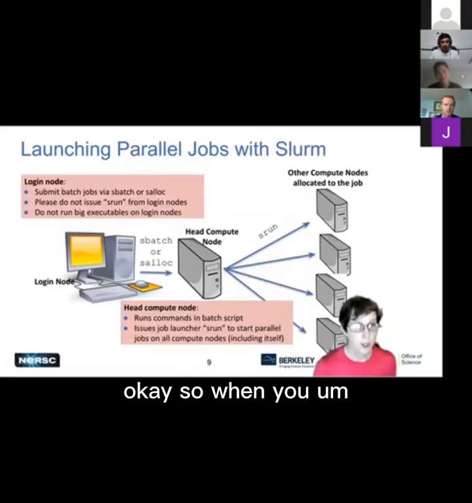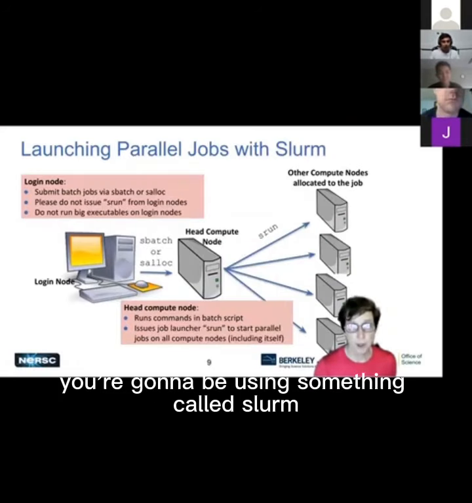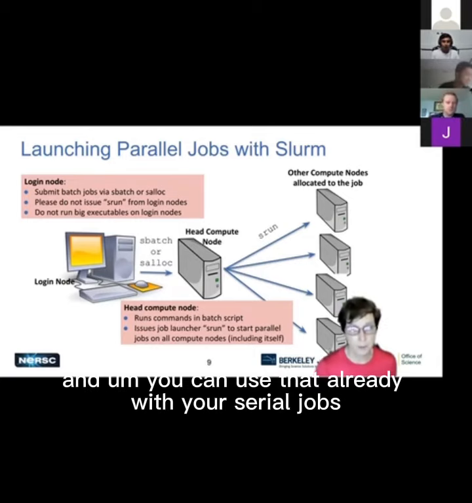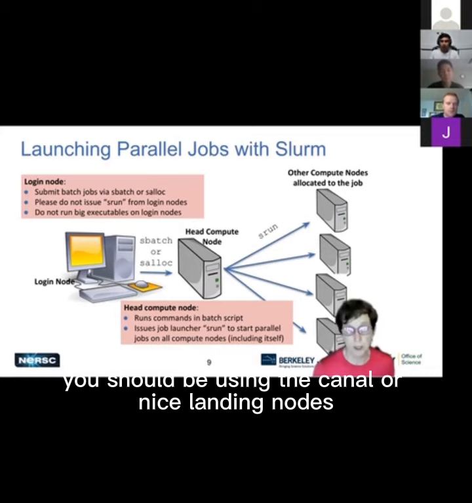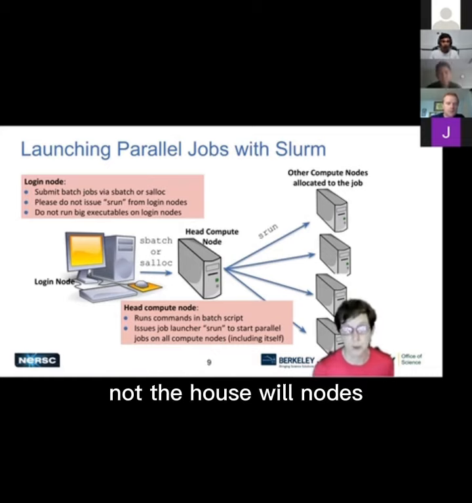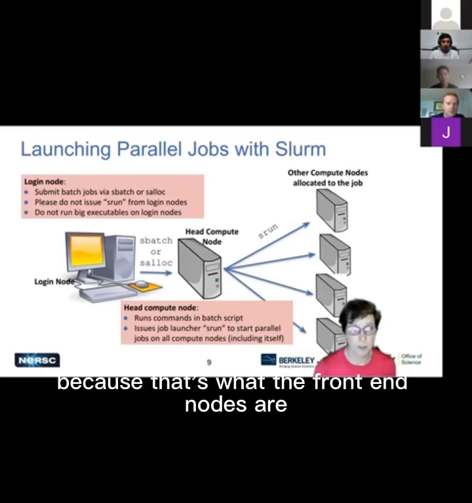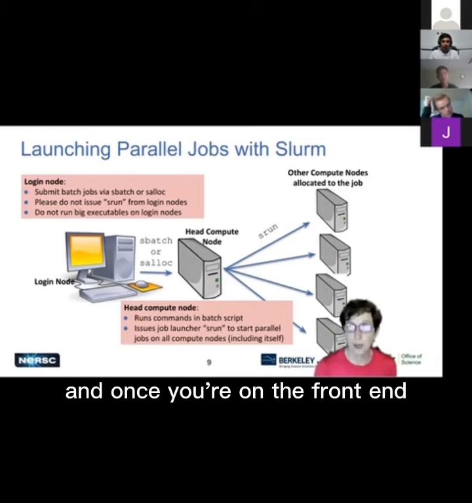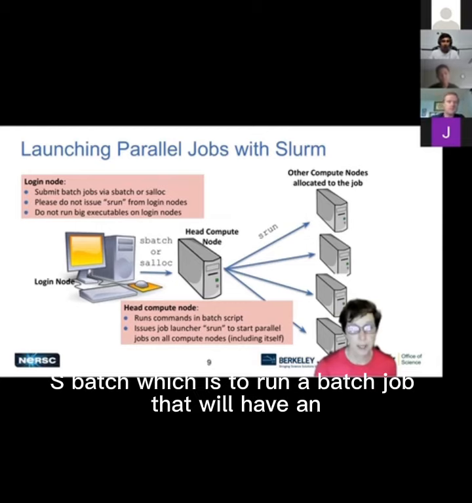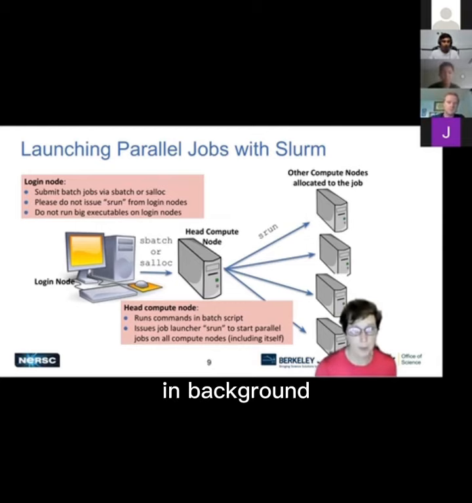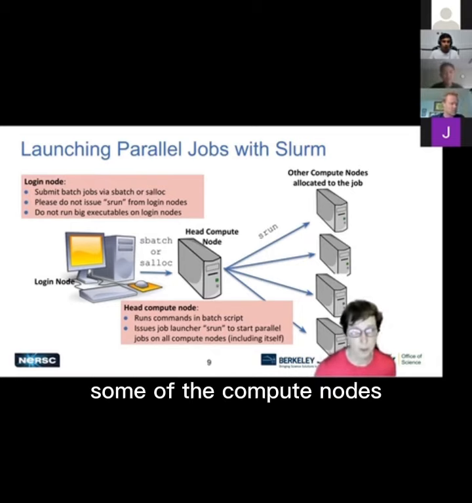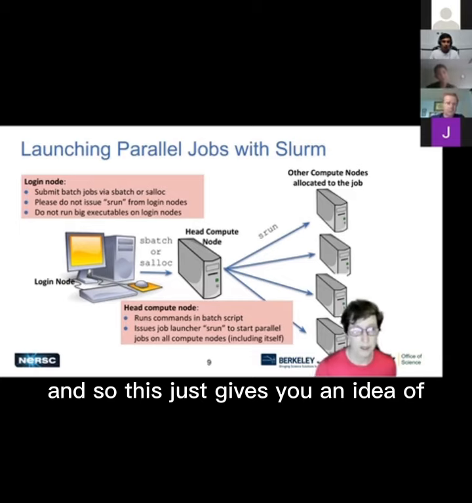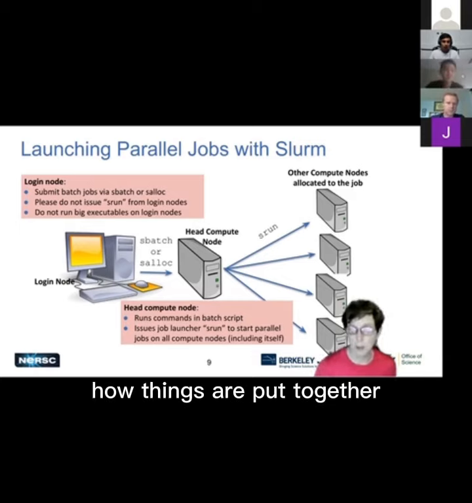Okay, so when you are launching parallel jobs, you're going to be using something called Slurm, and you can use that already with your serial jobs. And so one rule for the class is, as much as possible, you should be using the KNL or Knights Landing nodes, not the Haswell nodes. Now you have to log into the Haswell nodes because that's what the front end nodes are. And once you're on the front end, you can do an sbatch, which is to run a batch job that will happen in background, or you can salloc, which allows you to log into some of the compute nodes. And so this just gives you an idea of the picture of how things are put together.